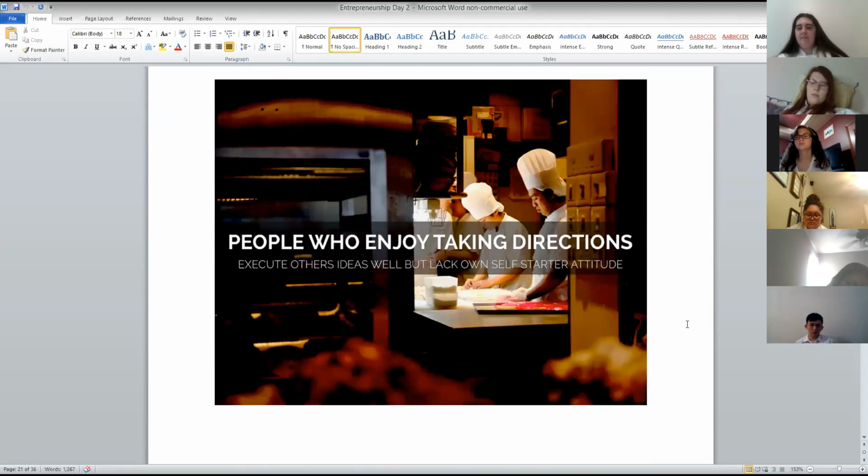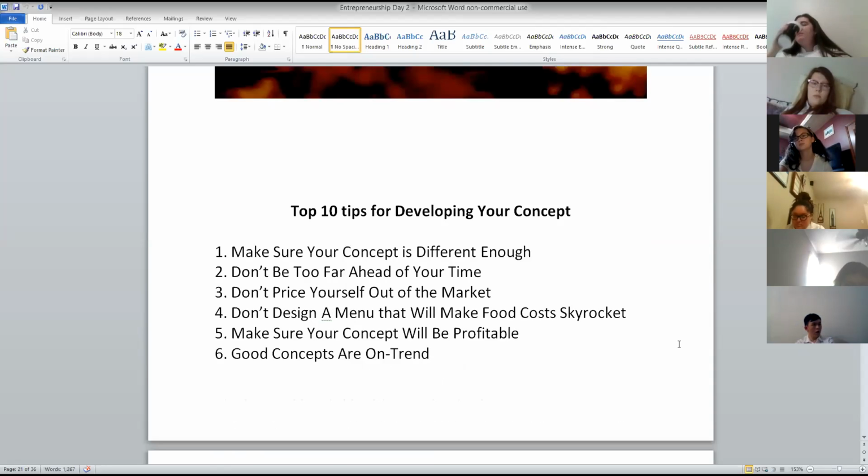Also, people who enjoy taking directions, executing other people's ideas, but lack the self-start attitude, okay? People who enjoy taking directions. To be an entrepreneur, you got to be a leader, okay? You can't be sitting around waiting for people to tell you what to do. You got to go out and get it, okay?